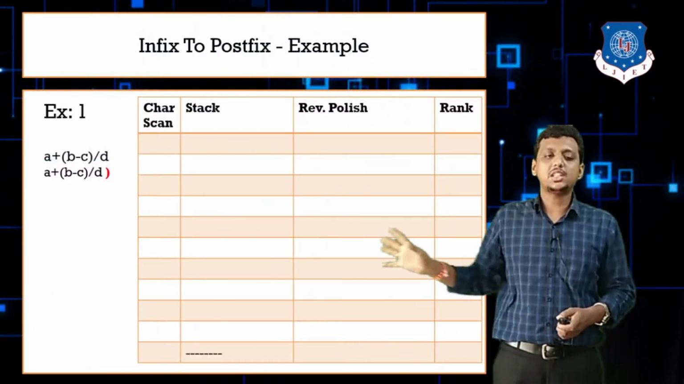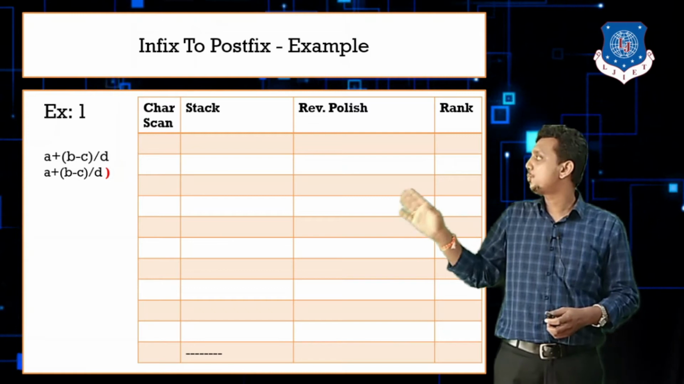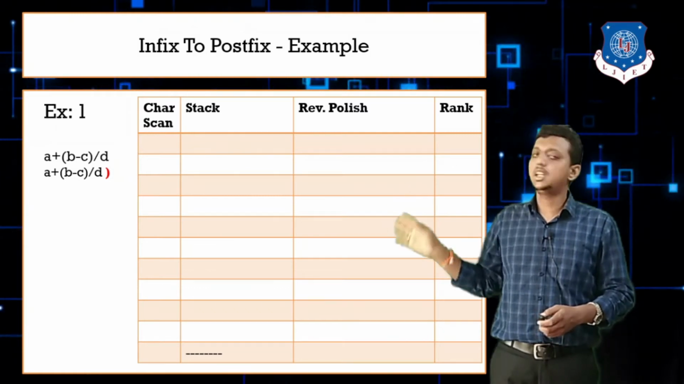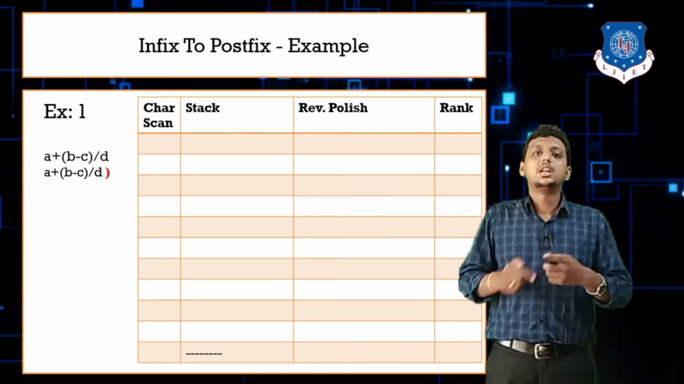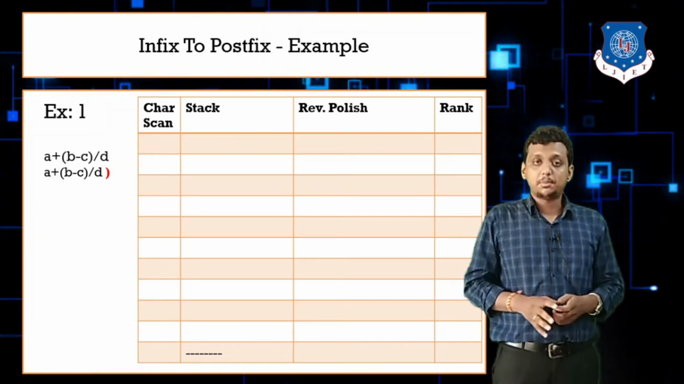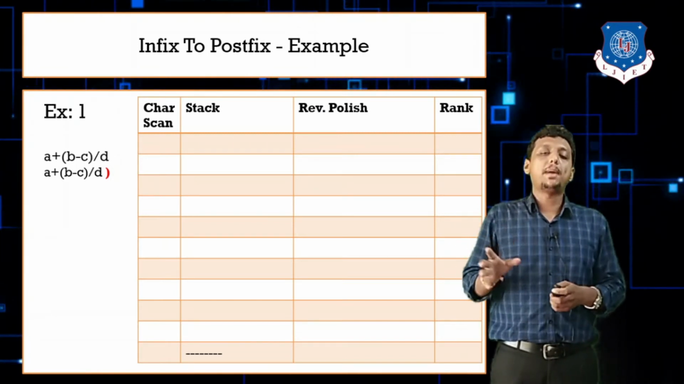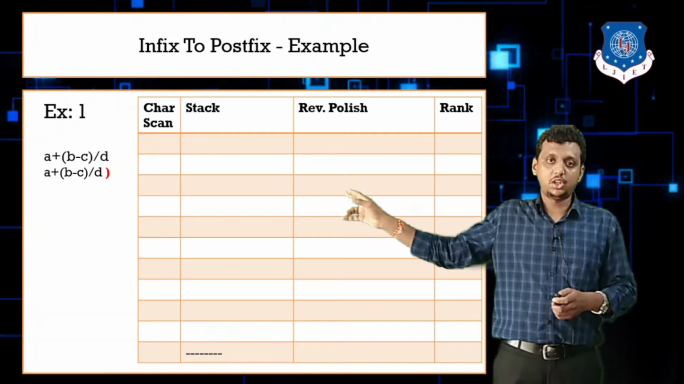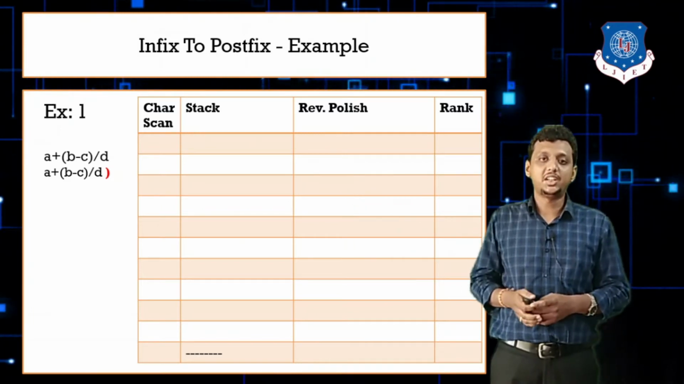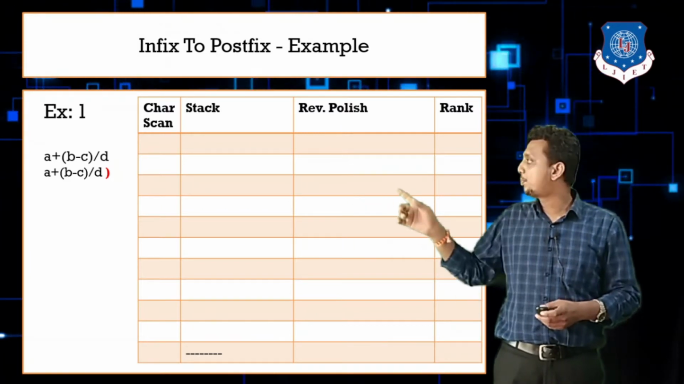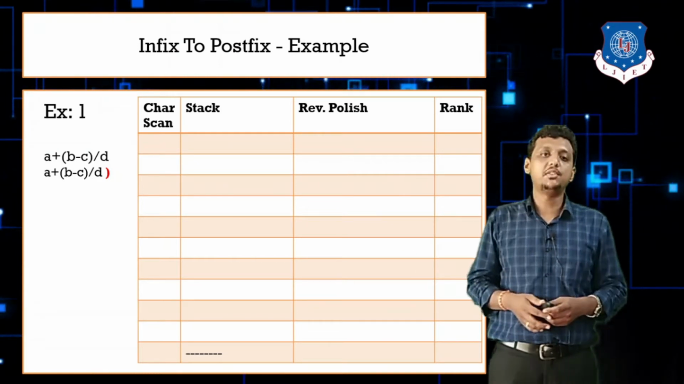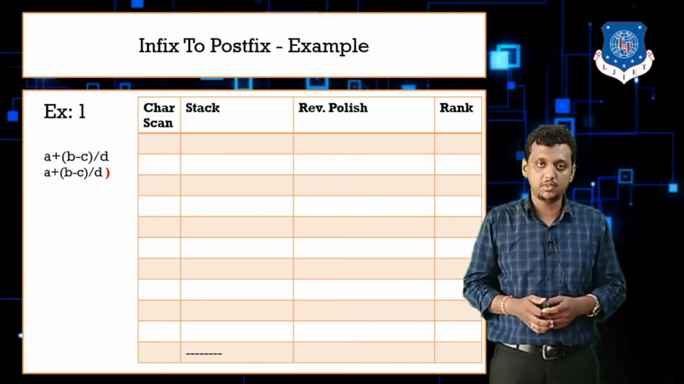Here our first example is A plus opening bracket B plus C closing bracket division D. What is our first step? First, you just need to append the closing bracket to your infix string. I have appended it, highlighted in red: A plus opening bracket B minus C closing bracket division D and again the closing bracket.